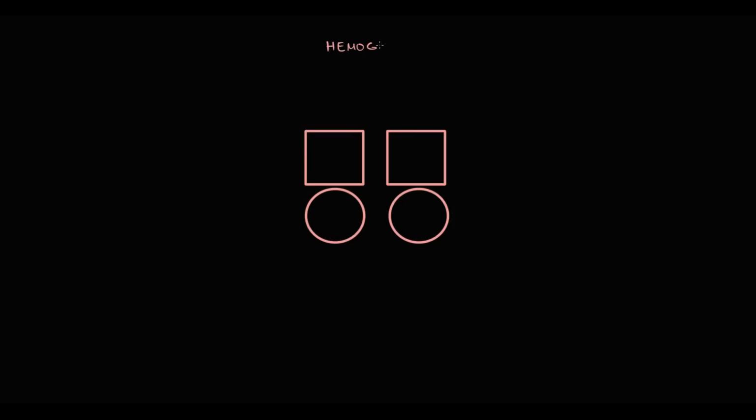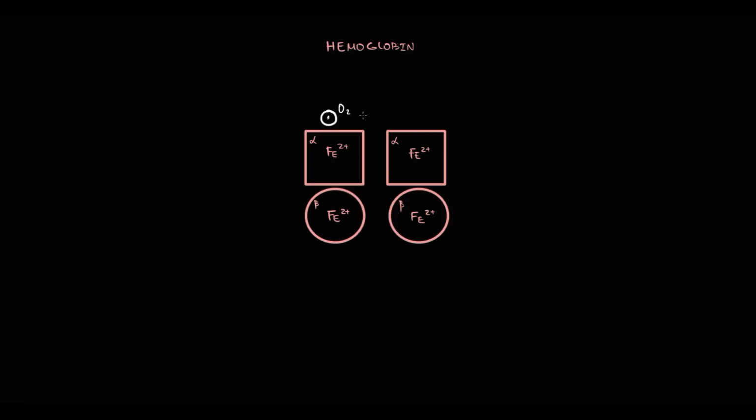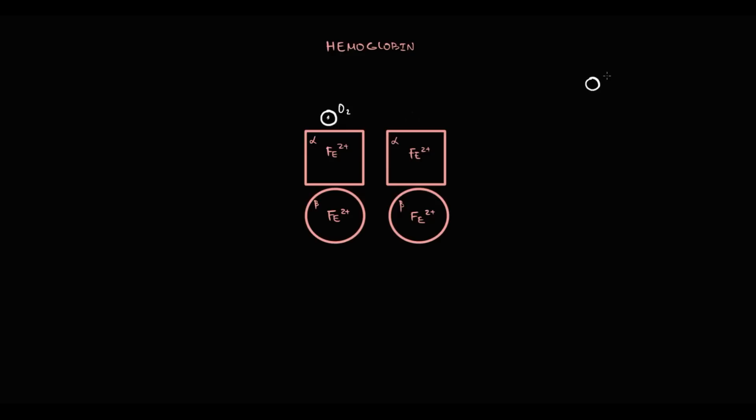So here we have a simplified hemoglobin structure. There are 2 alpha and 2 beta chains. Each chain has iron with +2 charge. Each iron with +2 charge can bind 1 oxygen molecule. So in total, hemoglobin can bind up to 4 oxygen molecules. If hemoglobin has just 1 oxygen molecule, we say that hemoglobin saturation is 25%.